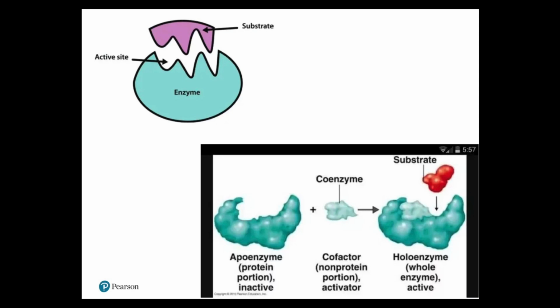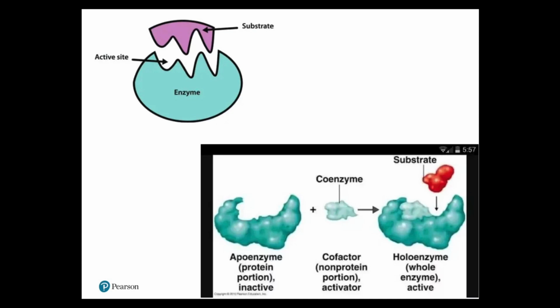This figure shows, the figure on top shows the enzyme, the globular three-dimensional enzyme, and the active site is where the reaction is going to occur. So a substrate, the right substrate that matches up with the enzyme, is going to interact with the enzyme's active site. The figure at the bottom shows different components of an enzyme.